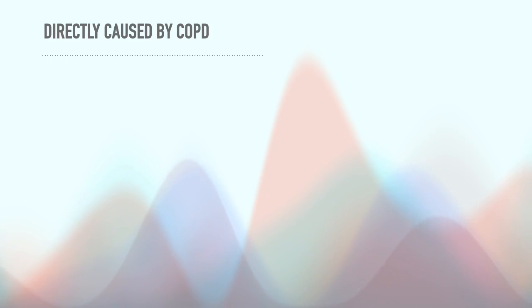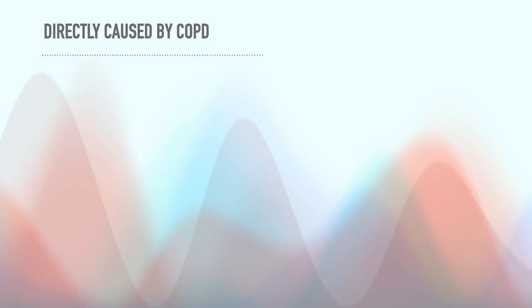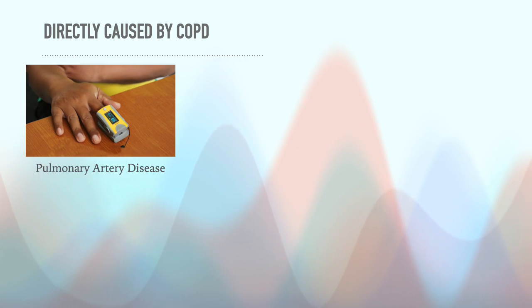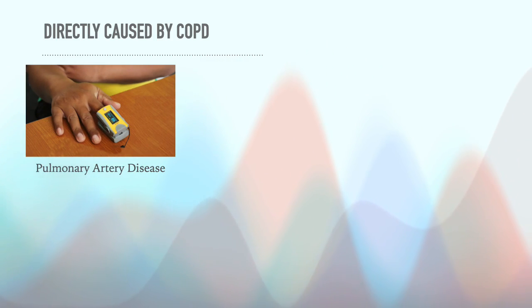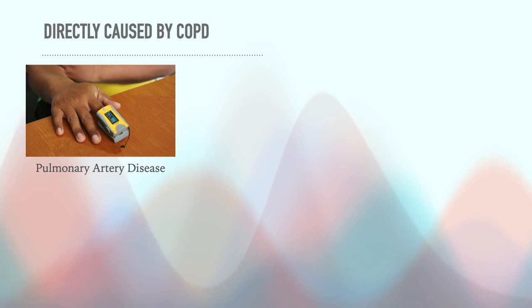But there are other things that are directly caused by COPD. And in regards to heart failure, there's one condition called pulmonary artery disease. So this causes right-sided heart failure. Your heart is divided into your left side and your right side. And patients with severe COPD who have chronic low oxygen levels can get heart failure because of their pulmonary artery disease. But you can certainly have heart failure and not have pulmonary artery disease and vice versa.